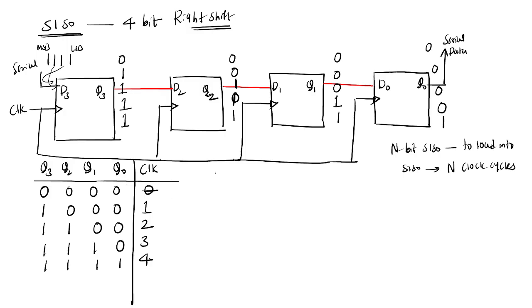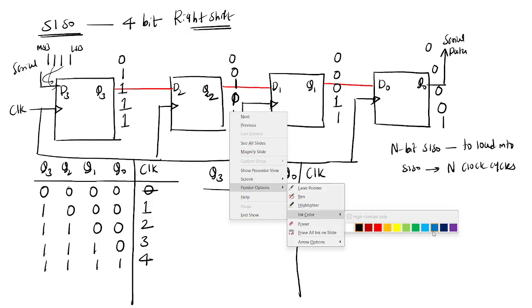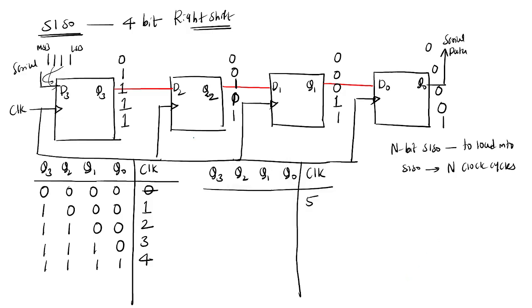Once more, I am drawing Q3, Q2, Q1, and Q0. Here at the fifth clock pulse, what happens? This will be shifted. Shifting operation is starting. Till here is the loading operation, loading the data. After that it will start shifting.